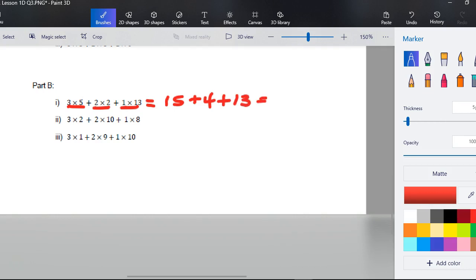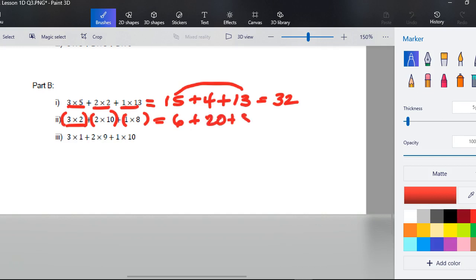I have a 15, 4, and a 13. These two are 28 and 4 more. Looks like we got us a 32. You may want to put parentheses, play with it, make it work for you, just be accurate. So I've got 6 plus 20 plus 8. So 28 and 6 is going to be a 34. And then we'll finish up the last one.